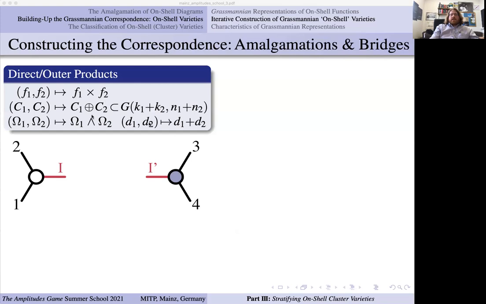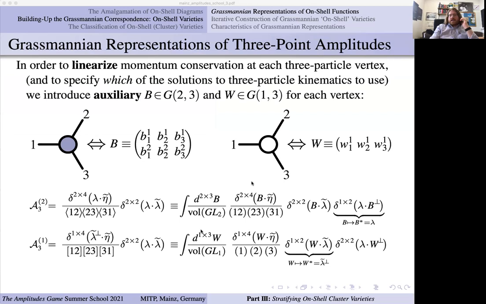Here K is the size of the matrices and N is the number of columns. And D is an interesting thing here. It's the size of the differential form. So you'll notice that on these three point vertices, D is always equal to 2. It's actually a 2 form and a 2 form. Okay, and the forms just wedge into each other.